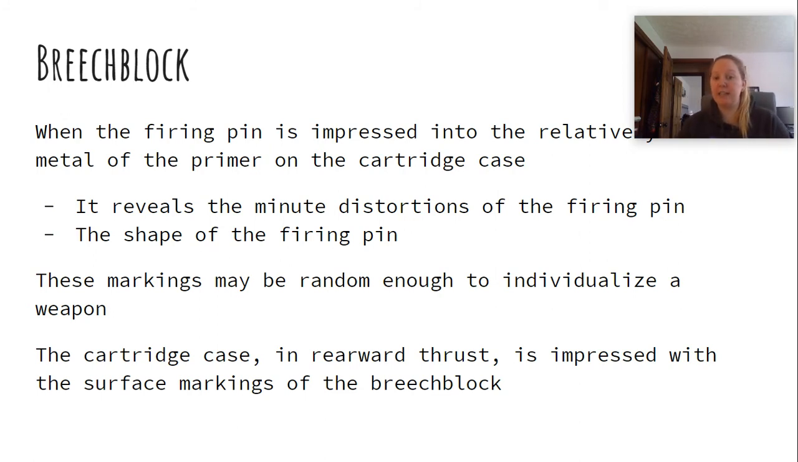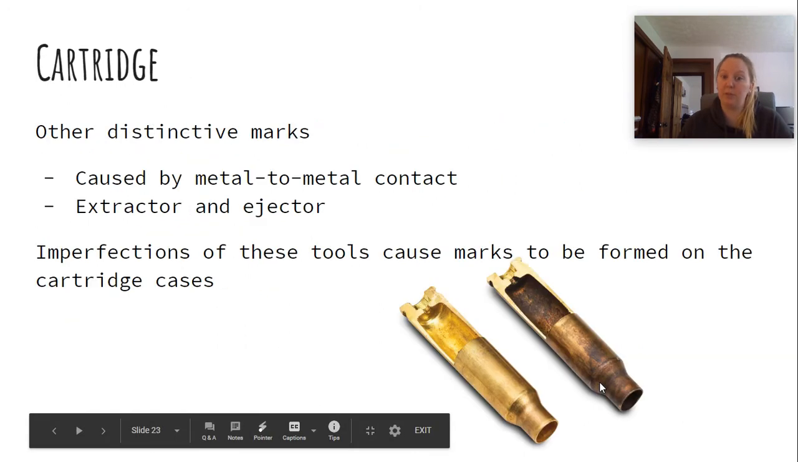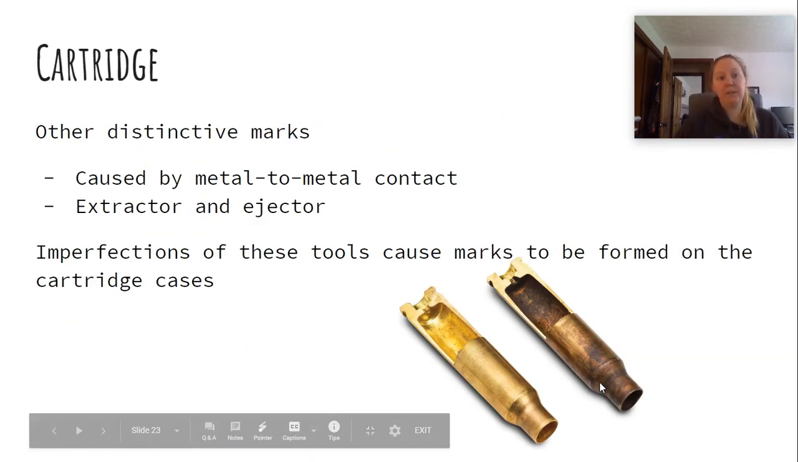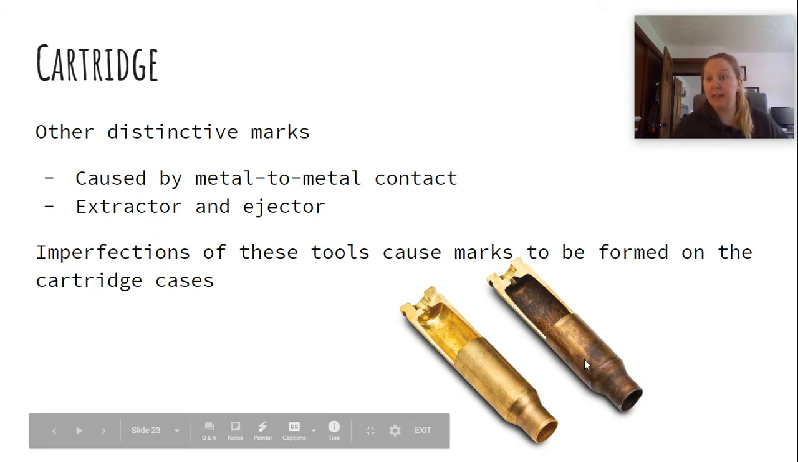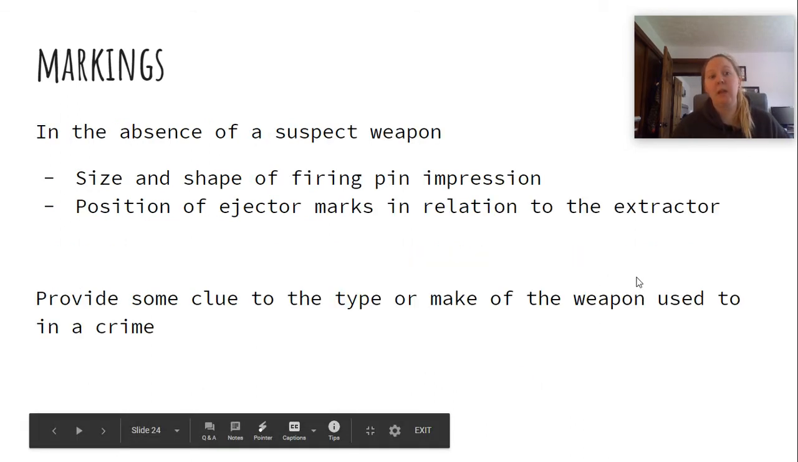The cartridge case in its rearward thrust is impressed with the surface markings of the breech stock or breech block. The cartridge can leave other distinguishing marks caused by metal-to-metal contact or from the ejector or extractor. Imperfections on these tools cause markings to be formed on the cartridge case itself when it is leaving the firearm.